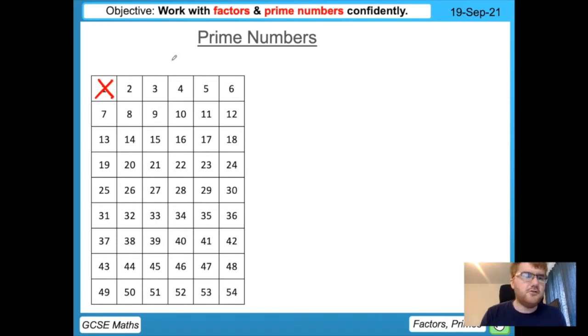Okay, so we're going to put a cross through that, and we're going to start at 2. So let's think about 2. Any number a multiple of 2 is not prime. So I'm going to shade in every multiple of 2.